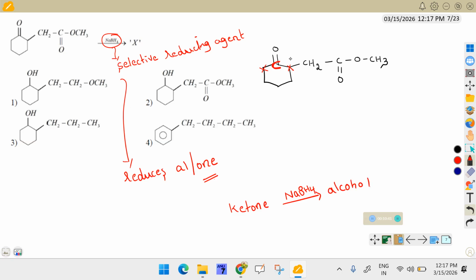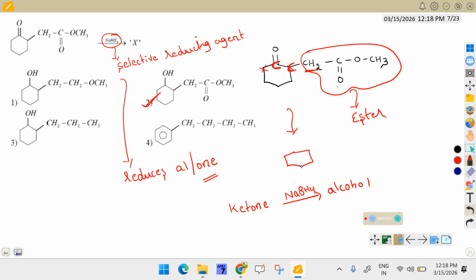What about the next functional group? The next functional group is RCOOR. This is the ester functional group. The ester functional group is not reduced by NaBH4. So the correct option is the second option. Only the ketone group is affected. The ester group is not affected.